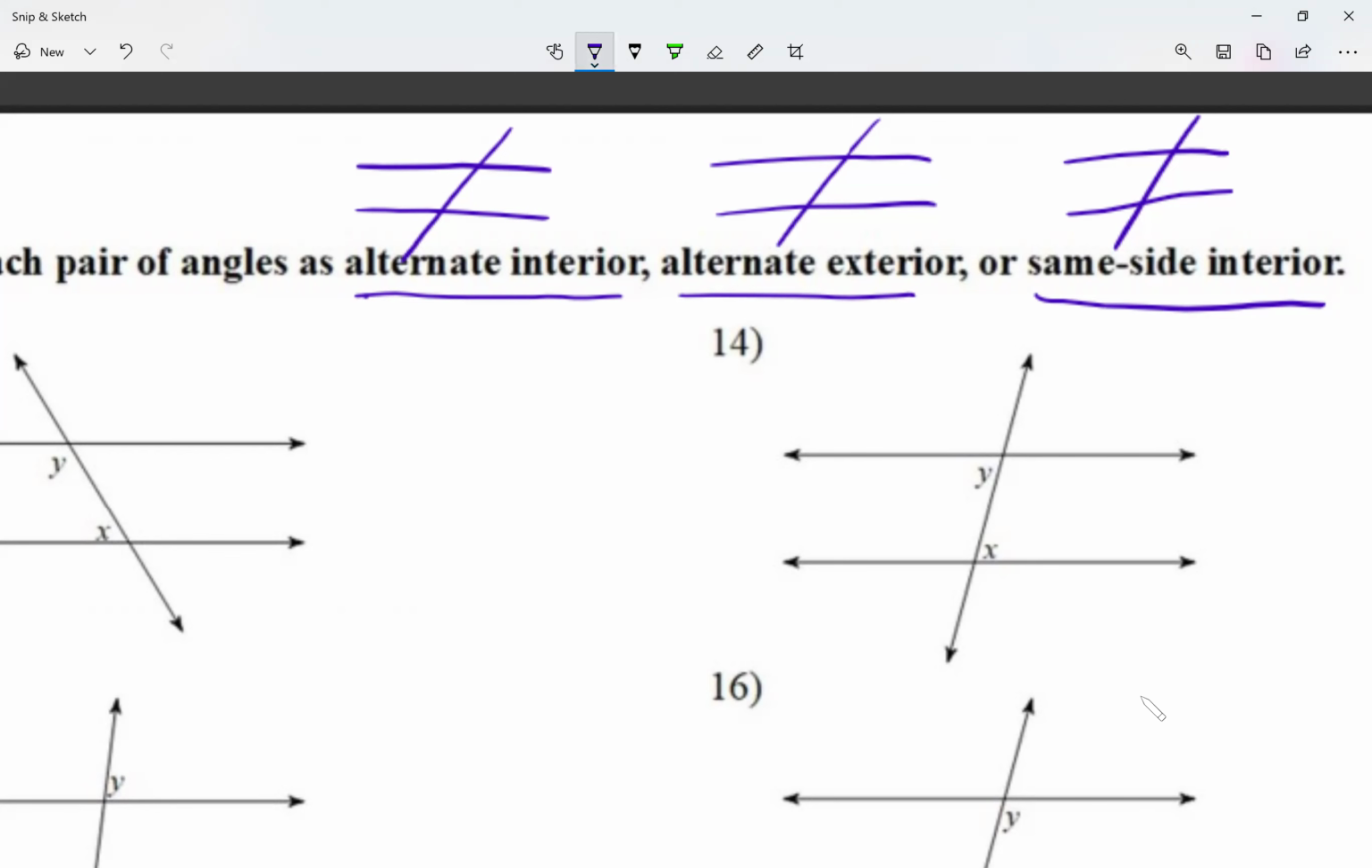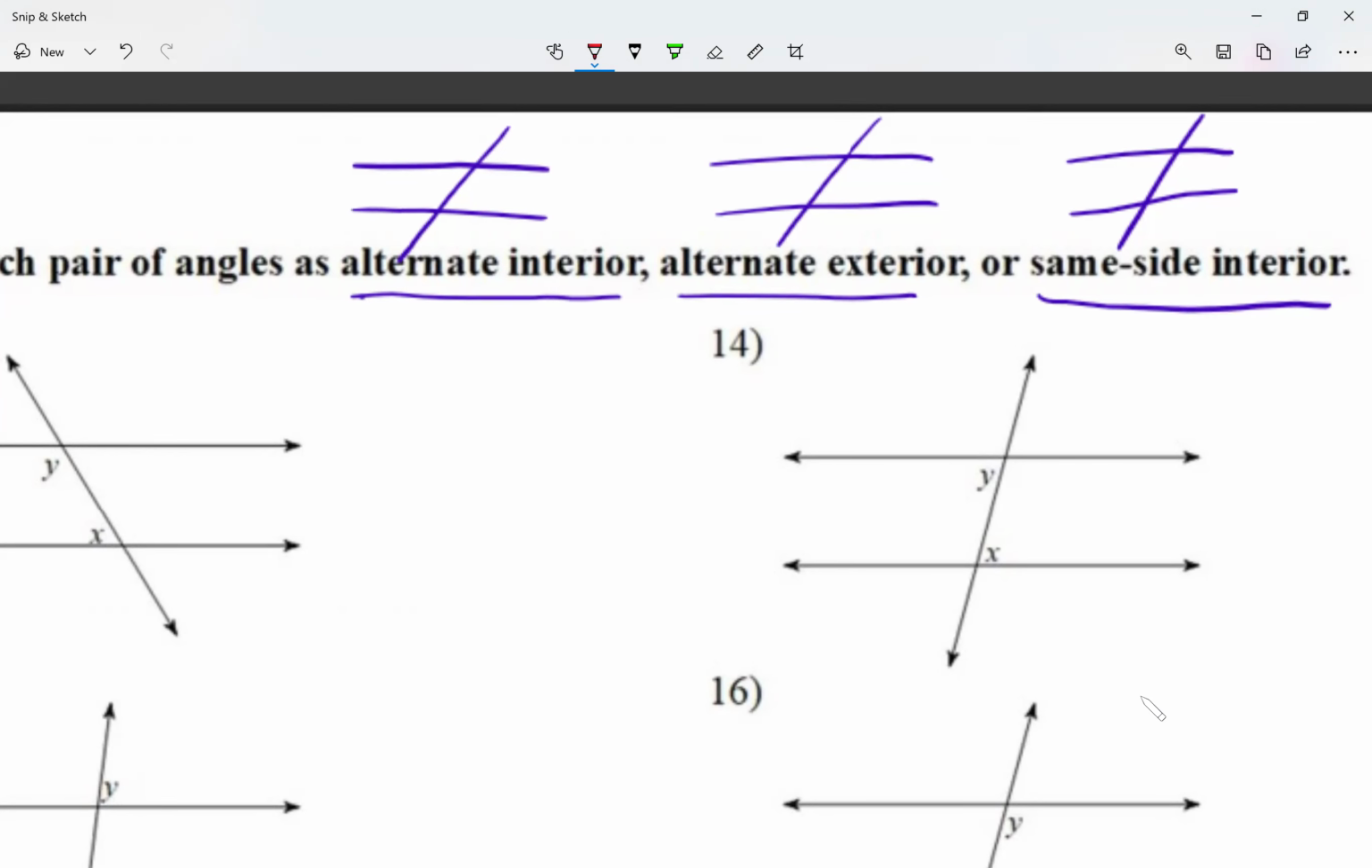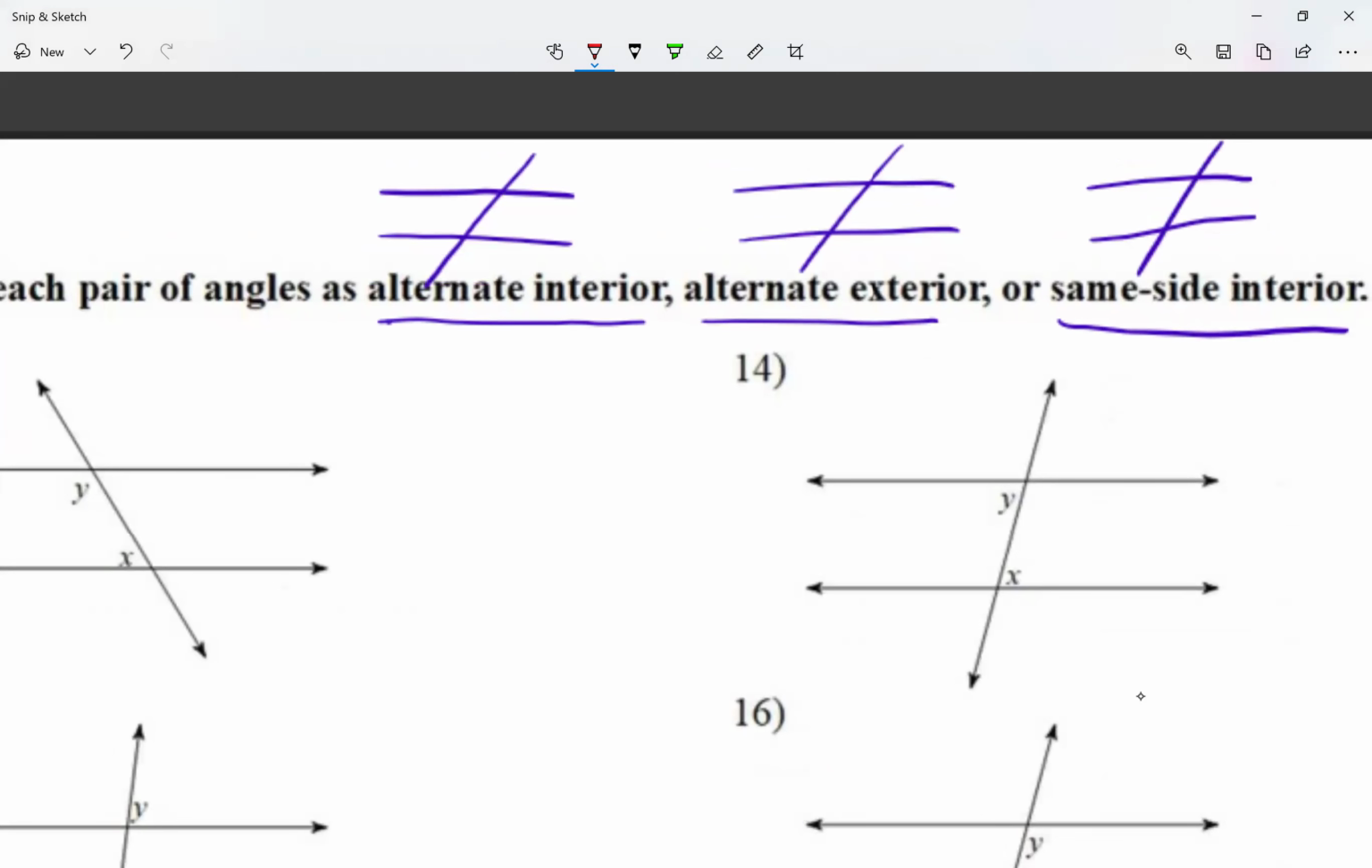So let me mark this with red. An example of alternate interior could be this angle with this angle, right? The angles are separated by the transversal. So one of them is on one side and the other one's on the other side. So that's alternate. They're both in between the parallel lines, so they're interior. So that's what we call alternate interior.